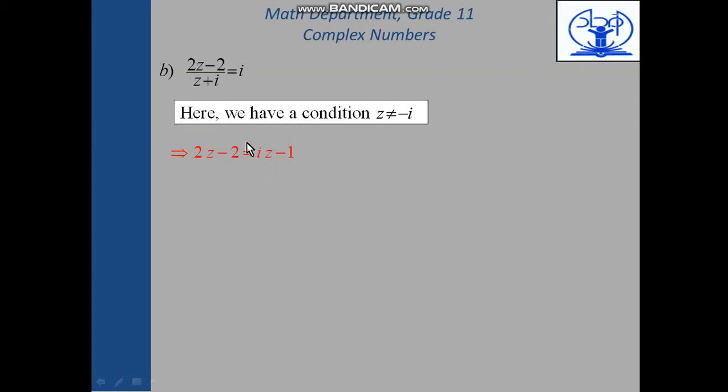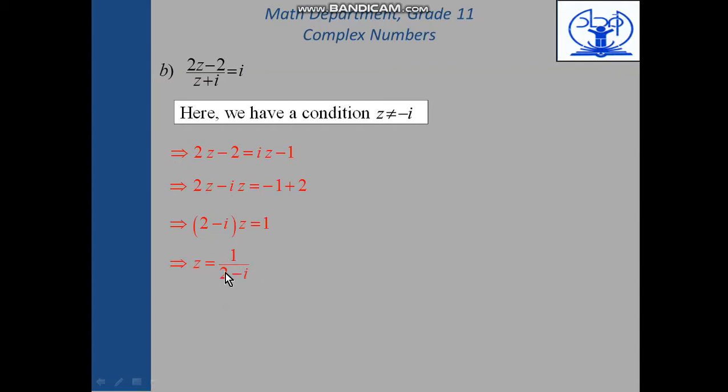Now we take the unknown to the first member and the given number to the second member of the equation. 2z minus iz equals minus 1 plus 2. We take z common here. (2 minus i)z equals 1 and z equals 1 over (2 minus i).